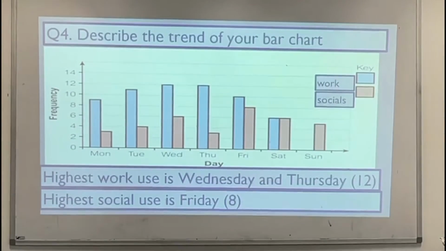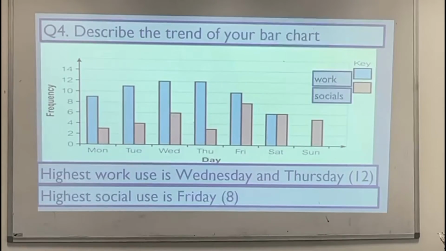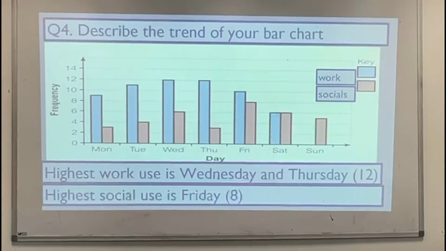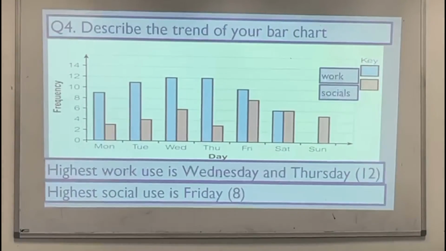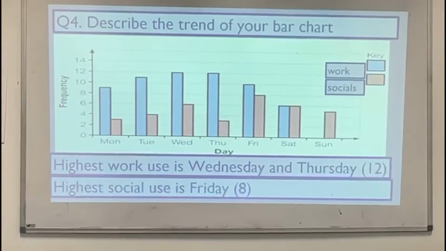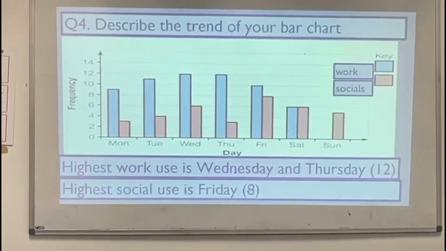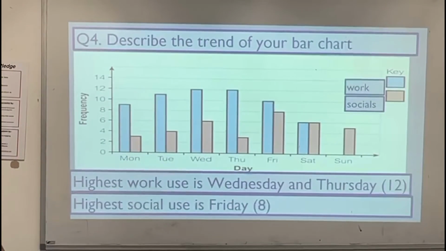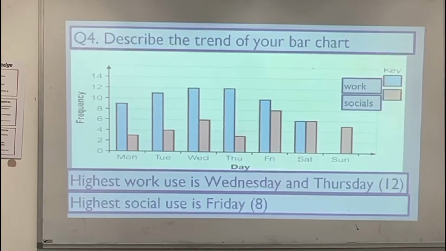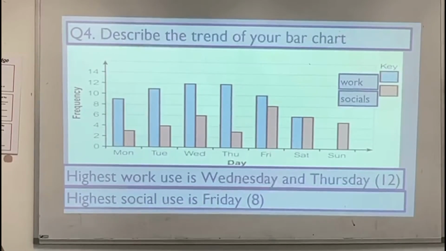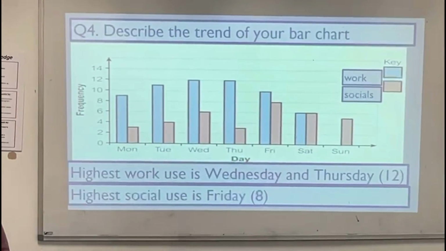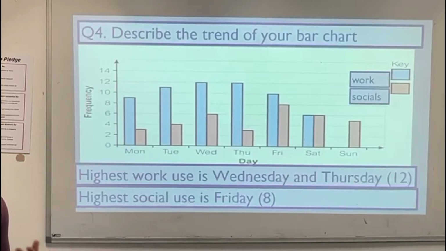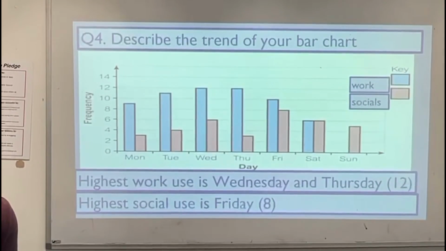Question number 4, you need to be able to describe the trend of your bar chart. So I've put 2 examples for you at the bottom. Whenever you describe trends, it's always good to do the highest and the lowest, and to try and make sure you include data. So the highest work use is on a Wednesday and a Thursday, and that's when I picked my phone up 12 times for that. And the highest social use was on a Friday, that was 8. So you can talk about the highest and the lowest when you compare yours.